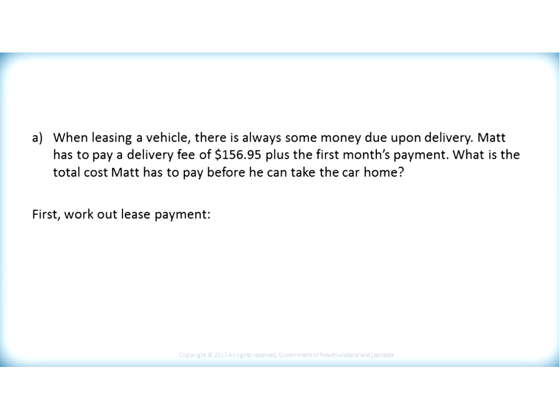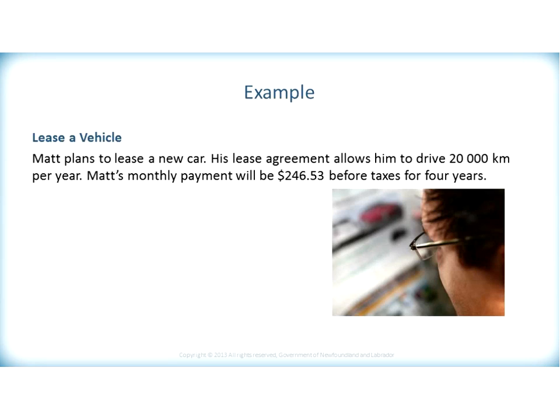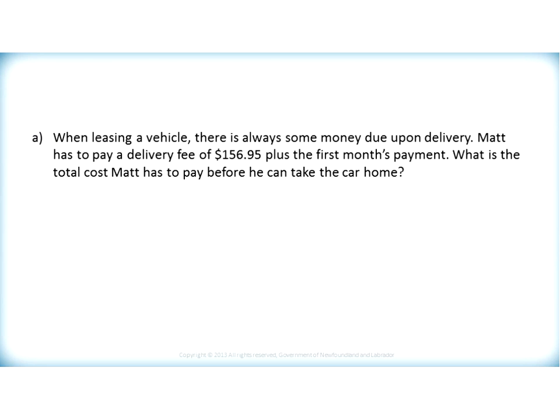Well, first thing we're going to do is work out the lease payment. Going back to the question, it's $246.53 before taxes. So to find out how much it is with taxes, we take $246.53, multiply it by 1.13. That is the same as adding 13% tax. And we get a value of $278.58. So his monthly payment is actually $278.58 because he has to pay tax.